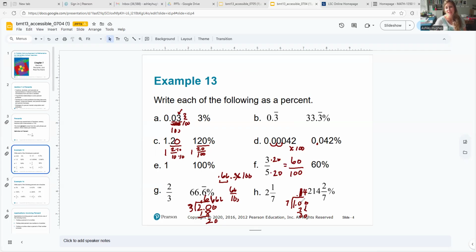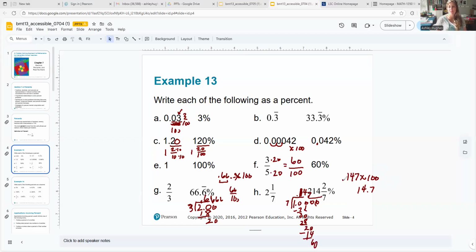Subtract to get 3. Bring down a 0. So 7 times 4 is 28. And then we get 2. We bring down a 0. 7 times 2 is 14. We get 6. We can keep on going for a while here. So we have 0.147, etc. Now, if I take that 0.147 and I multiply it by 100, I get 14.7%, which is that right here.